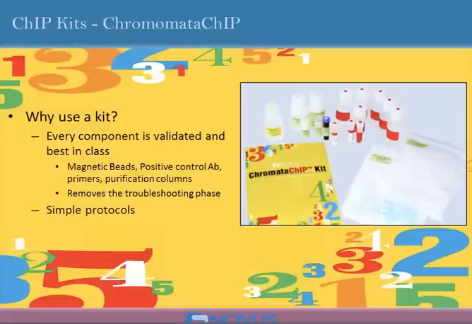The simple protocols are also very nice. A lot of the protocols, as I said, out there are very divergent from each other, and you're not sure which path to follow. With this kit, everything's already in place for you, and you know where to go and what to do. They're also very cost-effective. A lot of times, if you were to buy purification columns and beads and positive control antibody alone, you'd be spending more than the cost of the kit, and you're not getting everything else that's there. So they're very cost-effective.